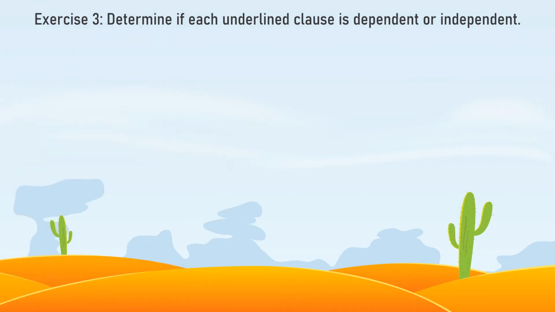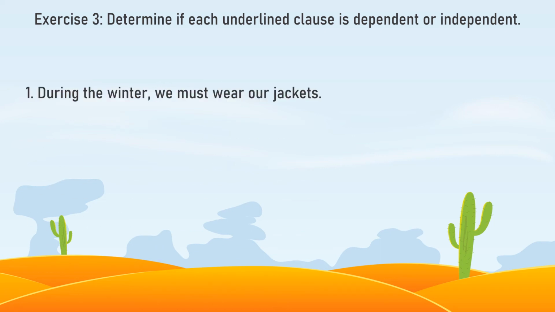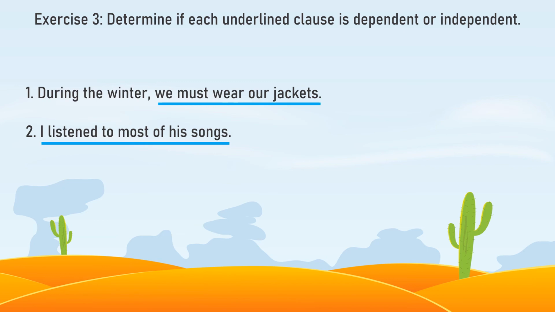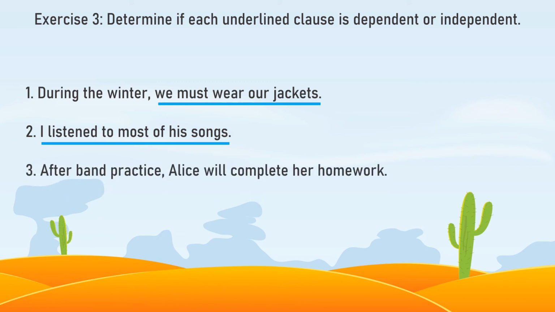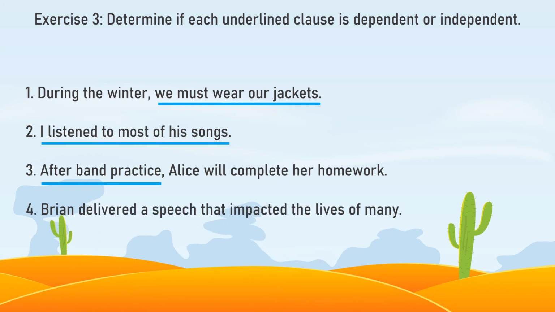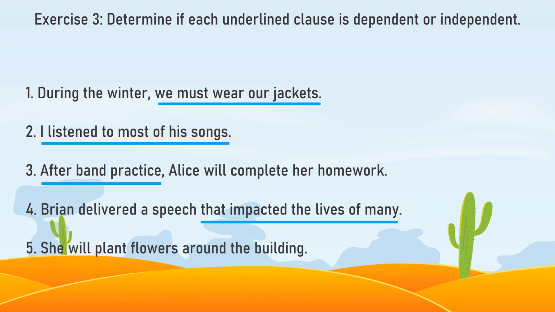Exercise 3. Determine if each underlined clause is dependent or independent. Number 1. During the winter, we must wear our jackets. Number 2. I listen to most of his songs. Number 3. After band practice, Alice will complete her homework. Number 4. Brian delivered a speech that impacted the lives of many. Number 5. She will plant flowers around the building.